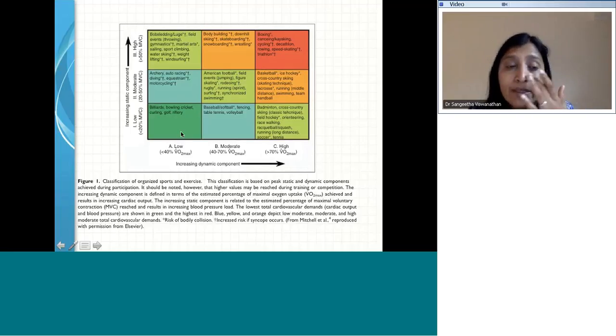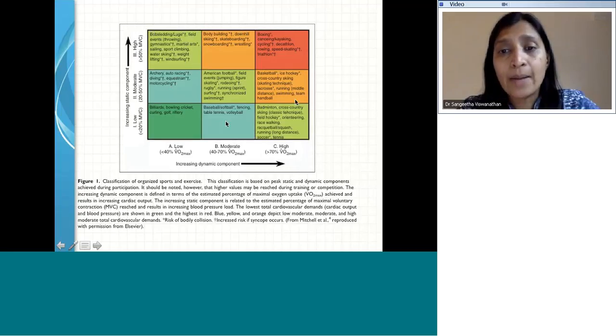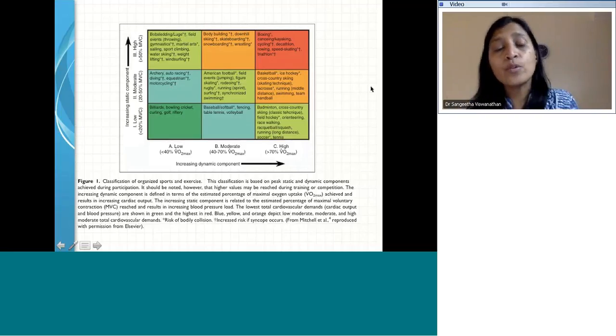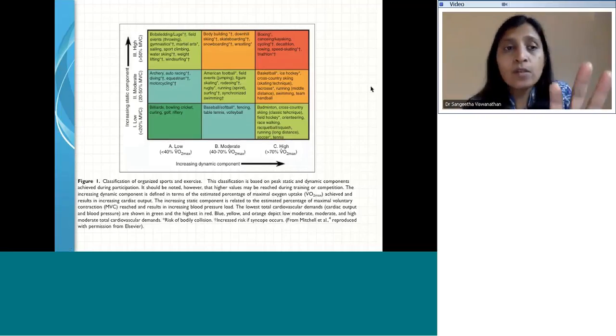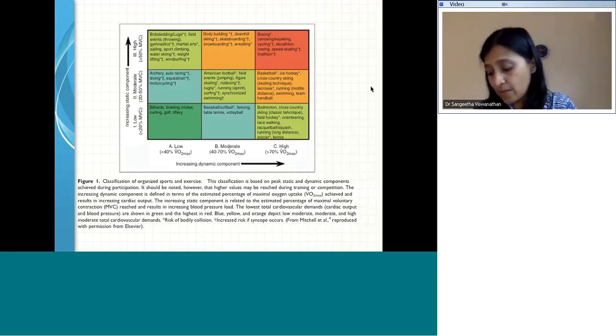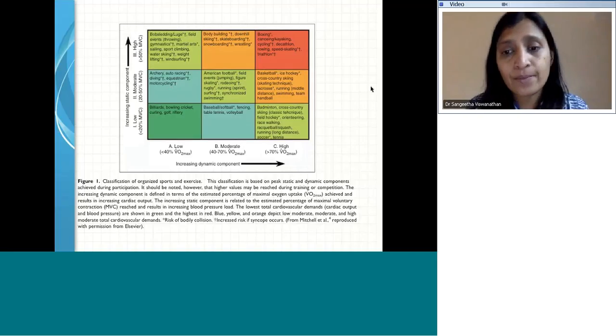Activities like golf and billiards are very low intensity activities. Okay, they have a low static and dynamic component, whereas things like cycling and rowing, they have a high dynamic and static component. So activities can be broadly classified. So this quite a nice figure or diagram classifies various physical activities depending on whether they are more static or more dynamic. And this can also be useful to you when you're giving specific advice to young patients.